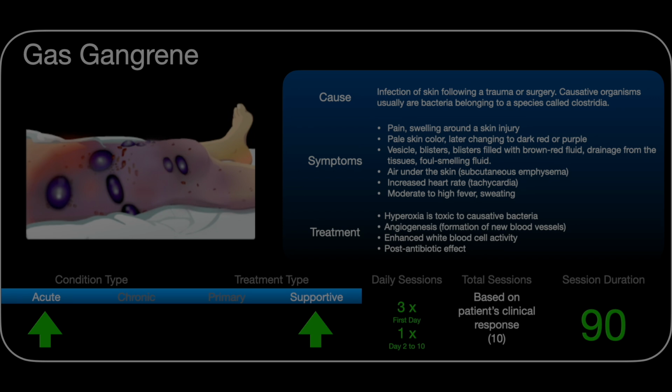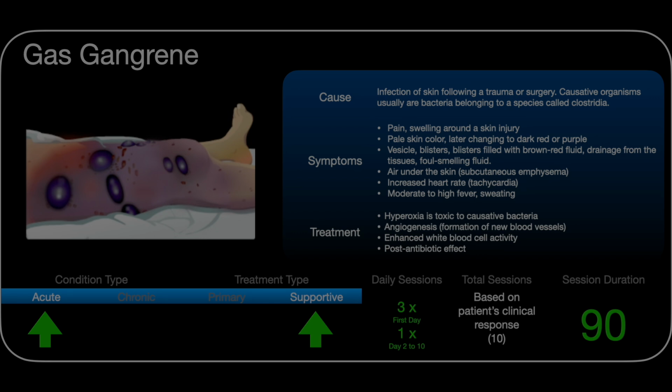The patient can present with moderate to severe pain with progressive swelling around the area of skin injury. The skin can become pale and later change to a dark or purple color. Vesicle formation can occur with blisters filled with brown-red fluid, and drainage of fluid can occur with a foul-smelling odor from the fluid. There can be air bubbles or subcutaneous emphysema felt underneath the surface of the skin. The patient can present with an increased heart rate as well as a fever.